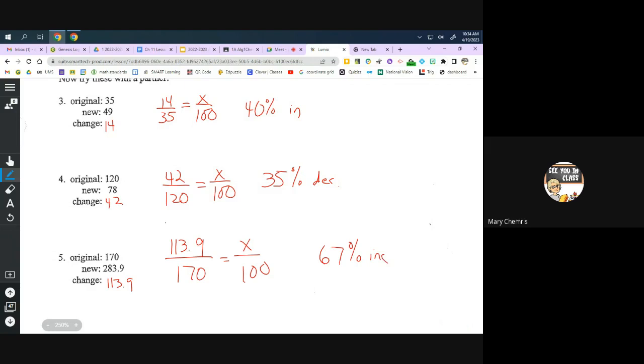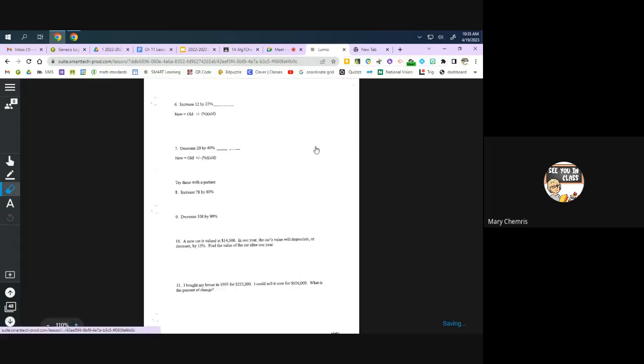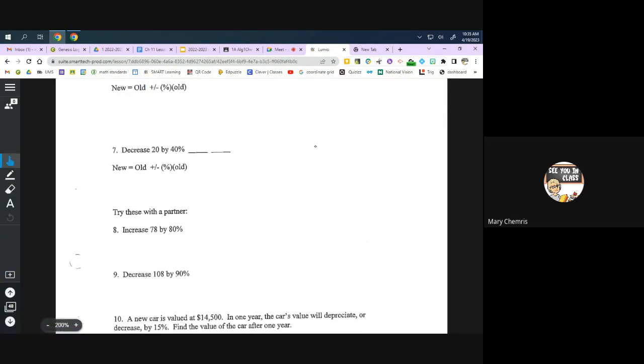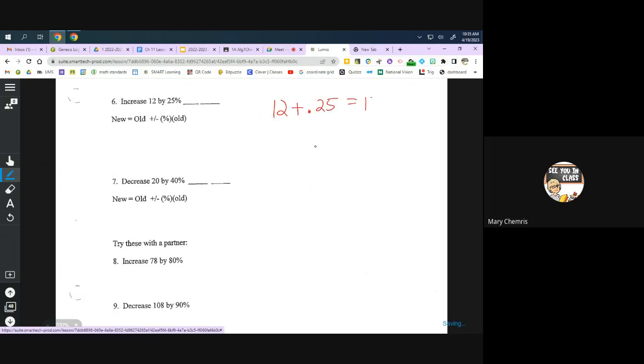Okay, so now let's turn the page and we're going to go over some other types of percent increase, percent decrease, percent of change problems. So turn to page 48. And here we're going to increase 12 by 25%. Now that doesn't mean take 12 and add 25%, because that would be 12.25. That's not what it means at all.